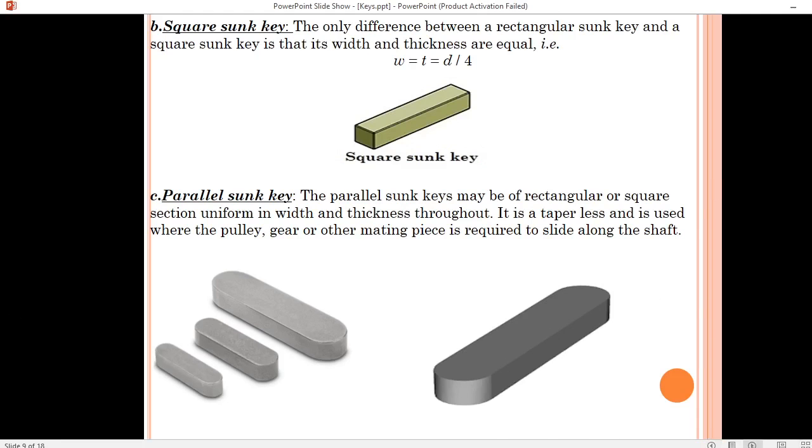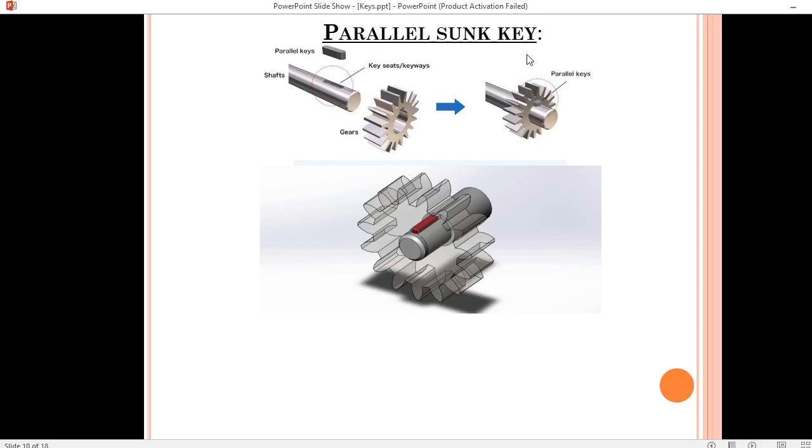Next, here you can see this is a parallel sunk key which is inserted in this gear. So this is our shaft, this is our parallel key which will be seated here, and this is our gear. So here you can see this parallel key is inserted in this gear. We can see in this diagram also.